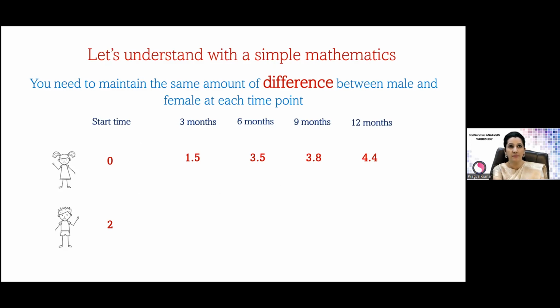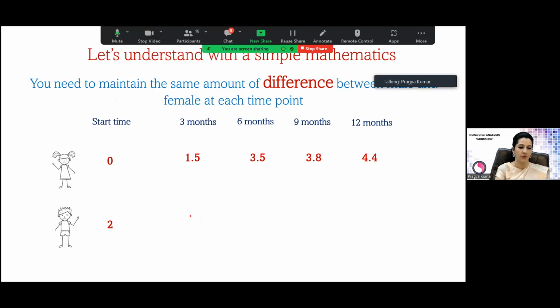Let's understand this with simple mathematics. So you can see this is a girl and this is a boy. If you are taking any outcome, this is the start time. You need to maintain the same difference between male and female at each time point. This is 0, this is 2. So what value will you write here? If I want a constant difference between these two, the initial difference is 2. So what value should I put here?